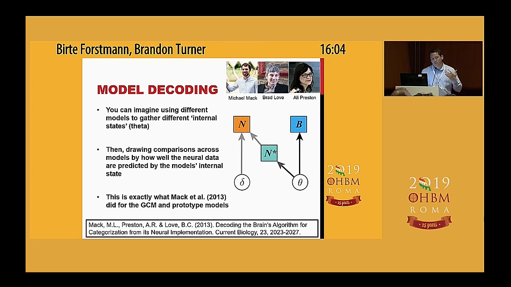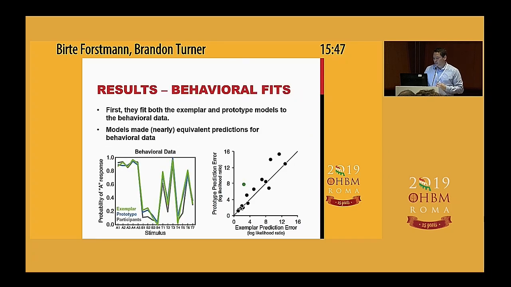For example, if I have multiple cognitive models and I'm trying to figure out what's the best realization that shows up in the brain, not just the number of voxels, but what's the best descriptor of the latent state. These authors, Michael Mack, Brad Love, and Ali Preston, really took this seriously. One example comes from categorization. In the categorization literature, there's this debate, it's not really hotly contested anymore, between exemplar and prototype models. These have different representations of how people categorize things into choices.